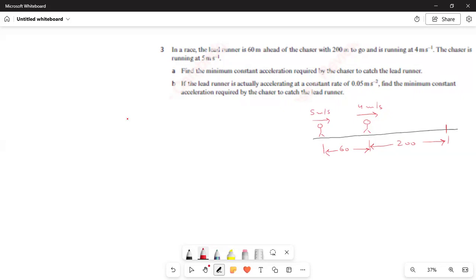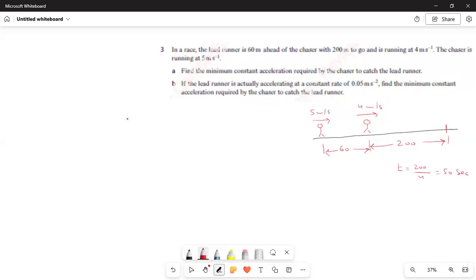First of all, this lead runner is going at 4 meters per second. He has to cover a distance of 200 meters. So how much time will he take? He will take 200 divided by 4. So this is 50 seconds, right? So the leader is going to reach the end point in 50 seconds.